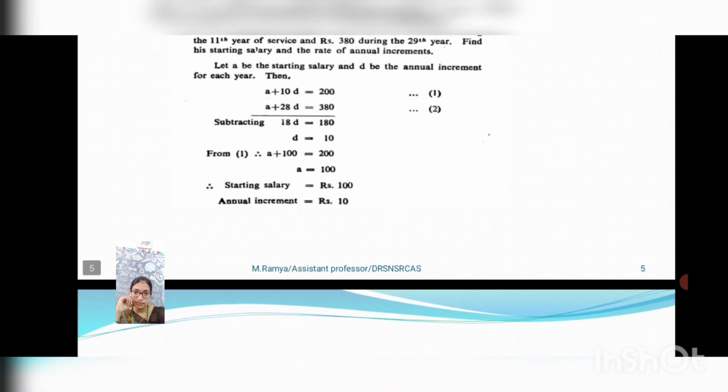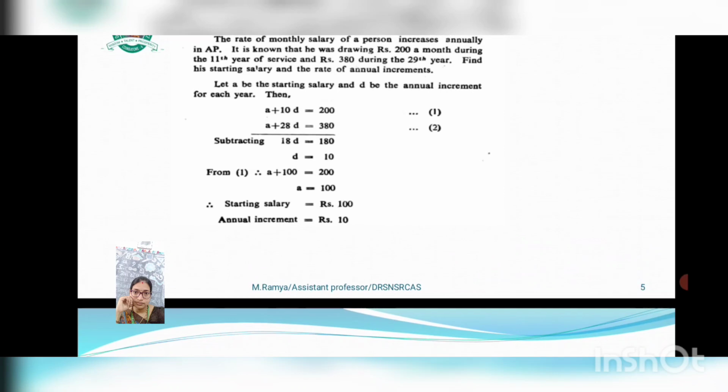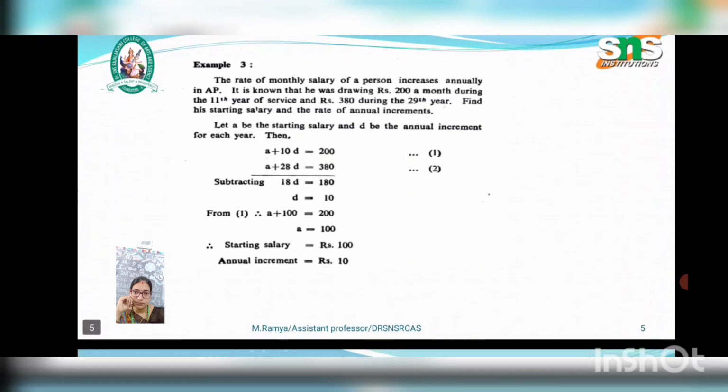Solve these two equations, you get 18d equal to 180, d equal to 10. From equation 1, you substitute the d value: a plus 10 into 10, a plus 100 equal to 200. a equal to 200 minus 100, 100. Therefore the starting salary a is 100. What is the annual increment? d is the annual increment, which is 10. This is the solution for this problem.